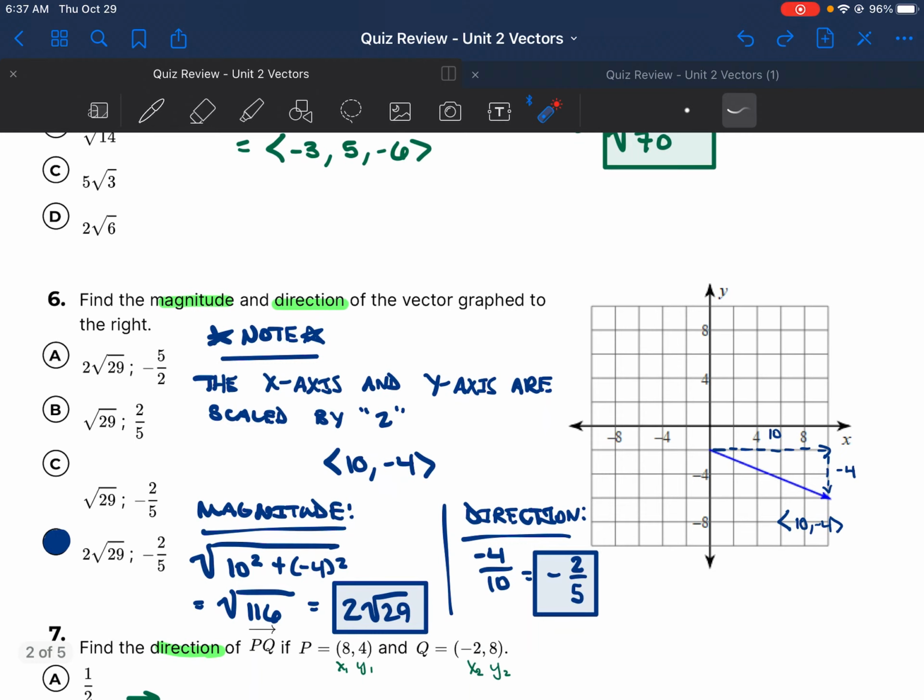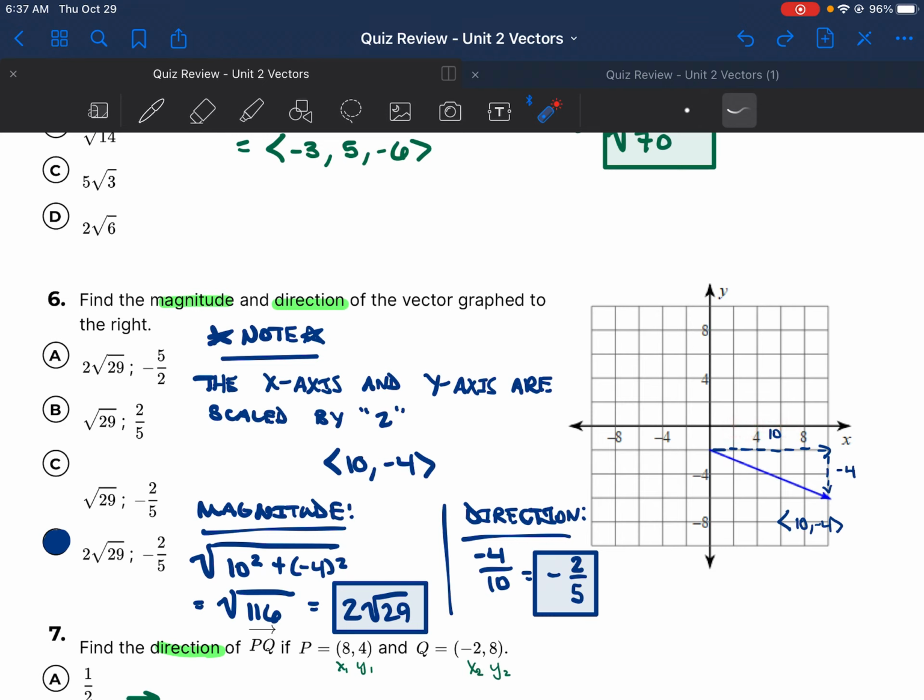In number 6, we want to find the magnitude and direction of the vector graphed to the right. One of the first things to notice, and one of the first things that I'm sure threw a lot of students off when they tried the review, is that the x-axis and the y-axis are scaled by 2's. Notice 2, 4, 6, 8, 10. Same for the x-axis, 2, 4, 6, 8, 10.